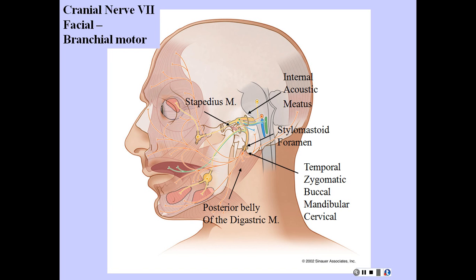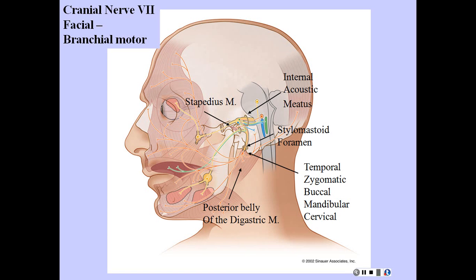Unfortunately, the internal acoustic meatus is a site that's prone to give rise to really nasty schwannomas. And if you think that Schwann cells are myelinating the axons found within this nerve, and this is a very tight little foramen through which two cranial nerves are passing, facial being one of them, then a slow-growing tumor here would actually pinch off those nerves.